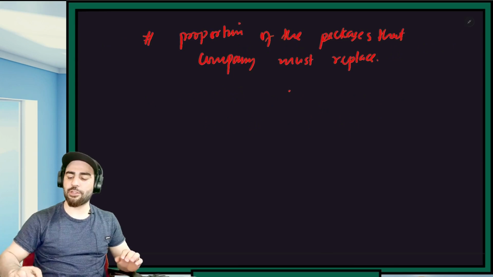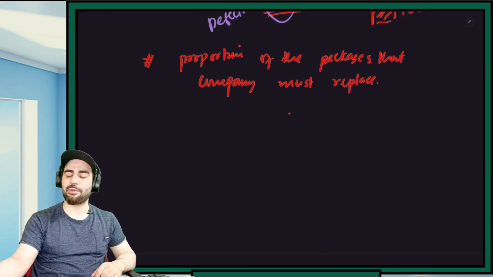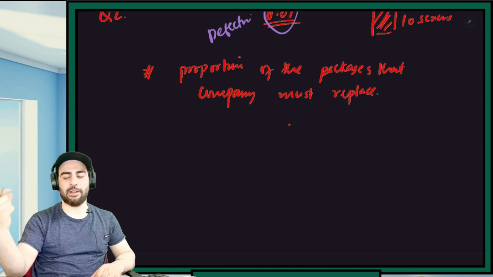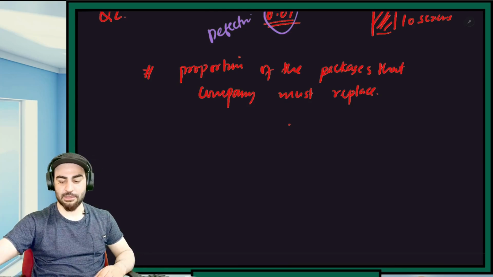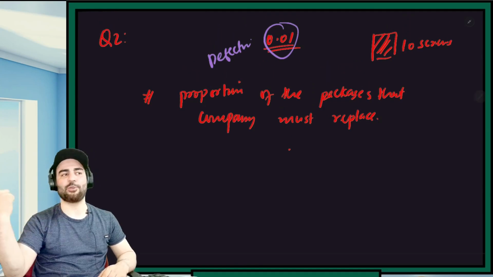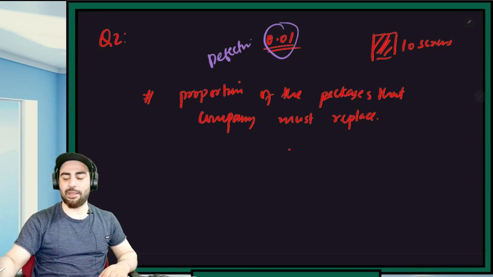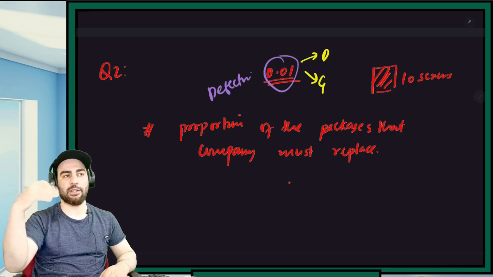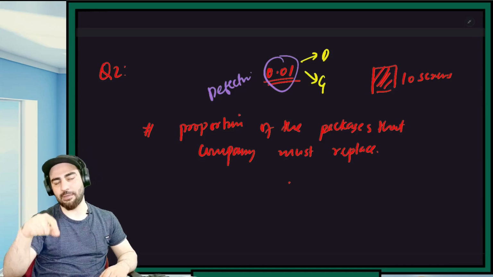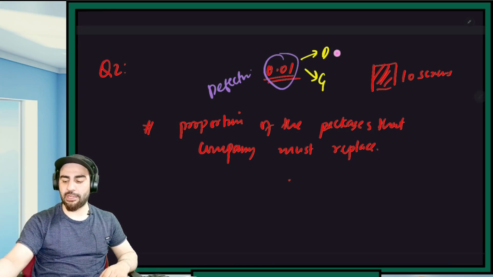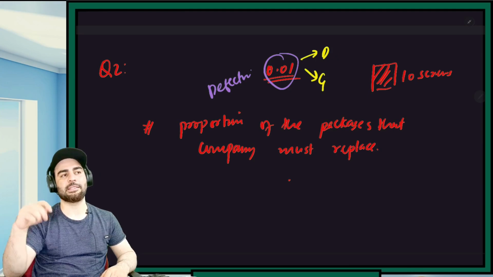Now if you see this question, we have to find the proportion of packages that the company must replace. That is, how many packages will have at least 2 defective screws. Sampling each screw is a Bernoulli random variable, because it can be either defective or good. I'll say good or defective, or success or failure. So each of those is a Bernoulli process. Now you have been given defective as 0.01, and good as 0.99.